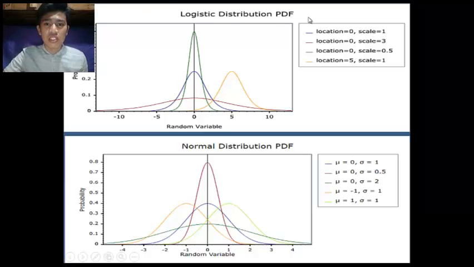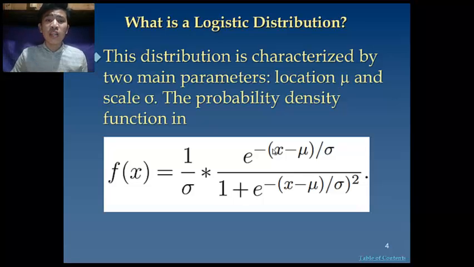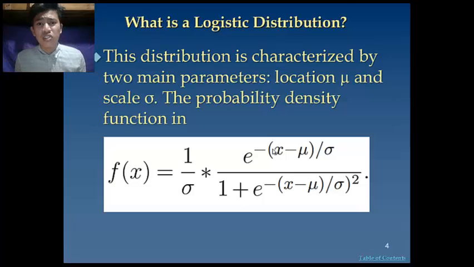This is the graph of the logistic distribution, and this is the graph of the normal distribution. As you can observe, the two graphs are quite similar. So let's proceed to the definition of the logistic distribution. Do you ever ask yourselves what is a logistic distribution? Okay, the definition goes like this.